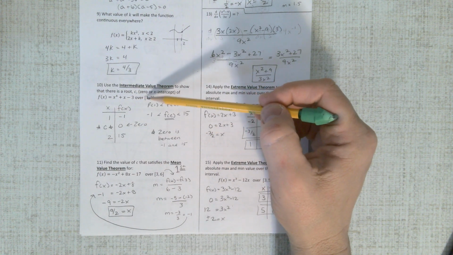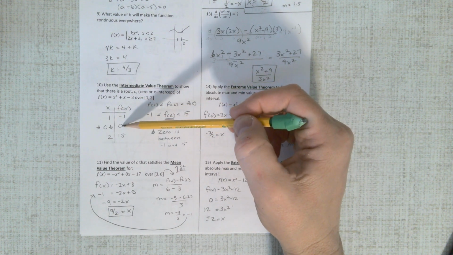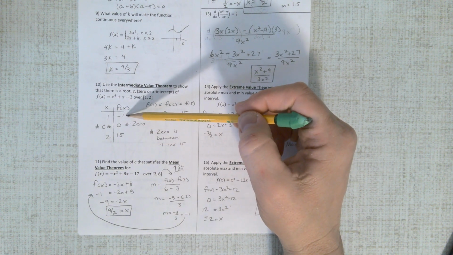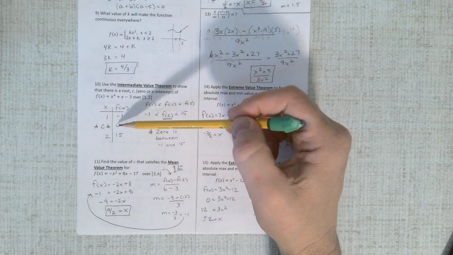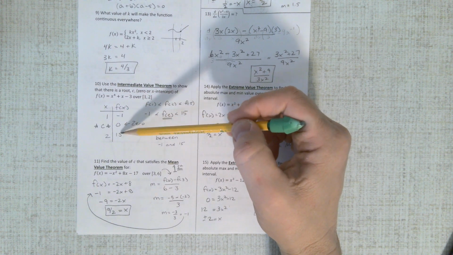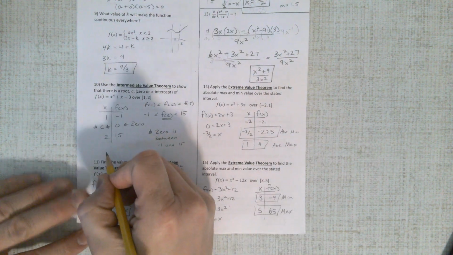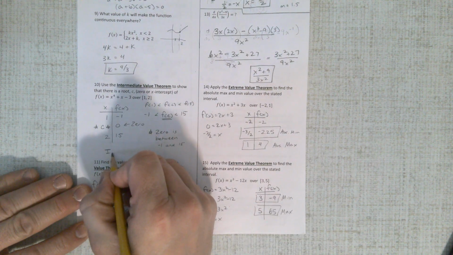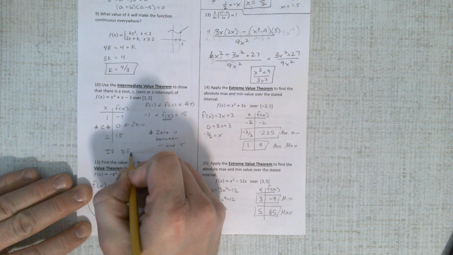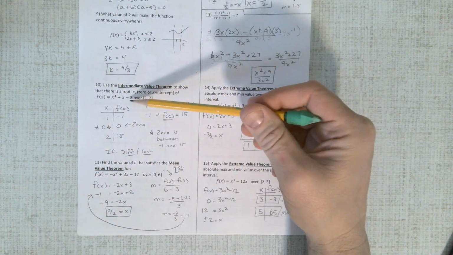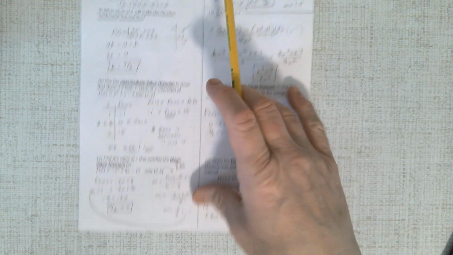Is 0 in between there? Is there a 0 in between these right here? Well, if this one's a -1 and this one's a 15, yes, 0 must fall in there because 0 comes between there. And it only works if it's differentiable and continuous. And this function is differentiable and it is continuous.